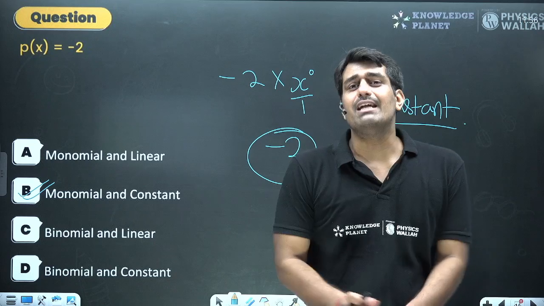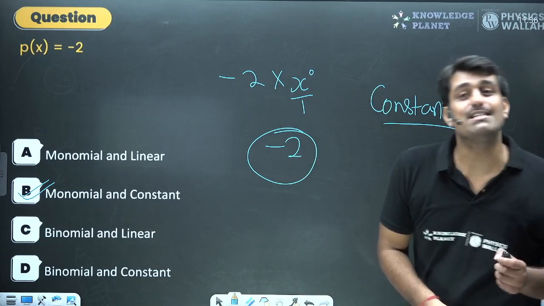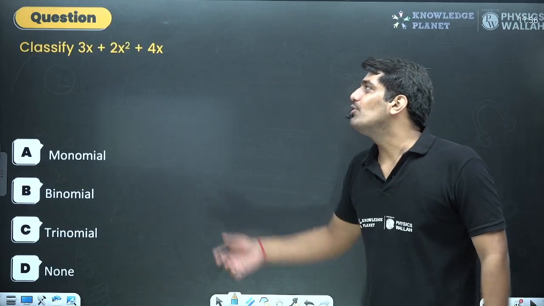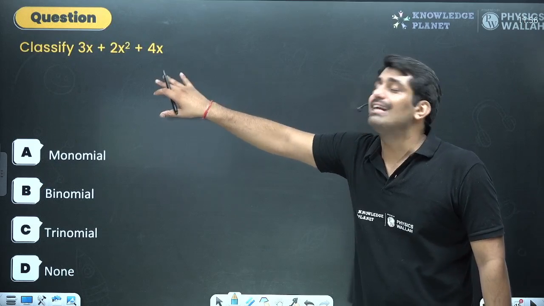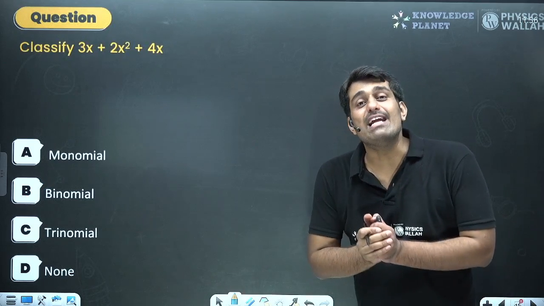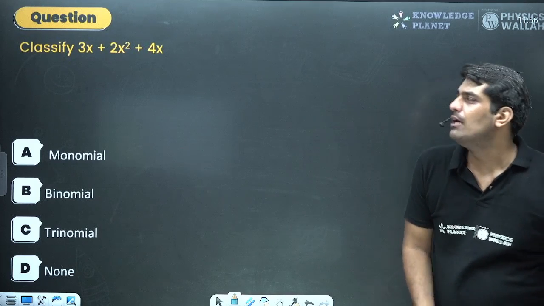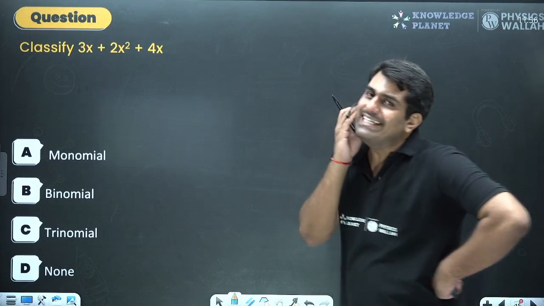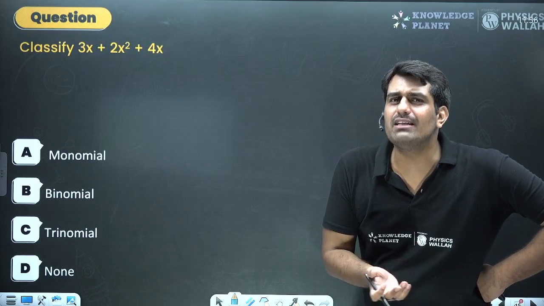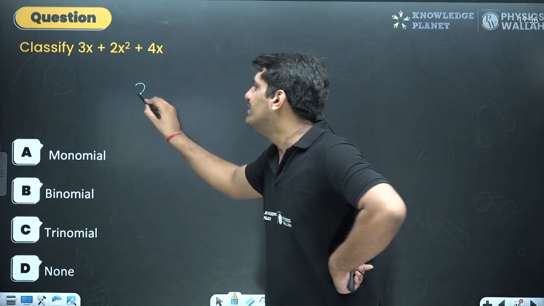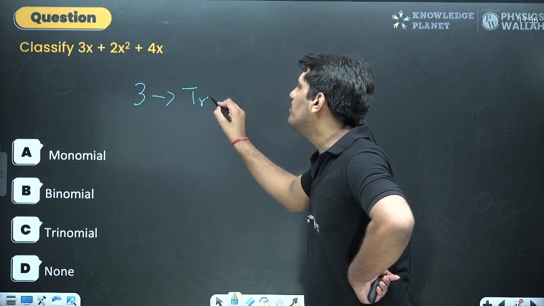One final question after which we move on to understand the concept of zeros. And this over here says about the classification again. What kind of a classification? Based on the terms: monomial, binomial, trinomial. So over here we are having 3 terms. So it's very obvious we are having 3 terms. So 3 means trinomial would be the answer.